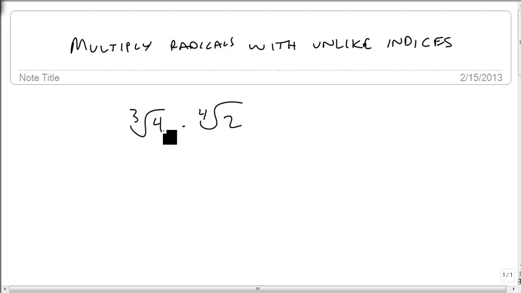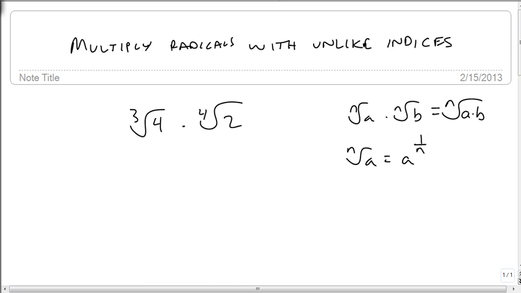The first is that our rule, the nth root of a times the nth root of b equals the nth root of a times b, only works if the n's are the same, and the 3 and the 4 are not the same. So we can't just multiply directly. The other thing to remember is that the nth root of a is equal to a to the 1 over n. And if we have a times b to the n, that's equal to a to the n times b to the n. We're going to use all three of these today, but we're going to do them a little bit different. But they're all going to be important.